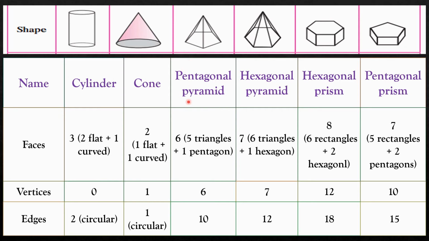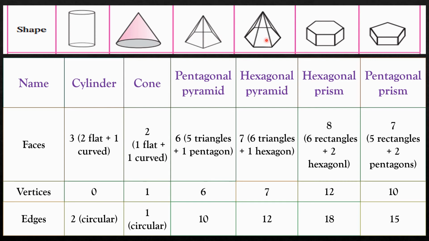Now we will talk about pentagonal pyramid. Here you can see the pentagonal pyramid. It has 6 faces: 5 triangles and 1 pentagonal face. So a total of 6 faces. Then vertices: pentagonal pyramid has 6 vertices and a total of 10 edges. So pentagonal pyramid has 6 faces, 6 vertices and 10 edges.